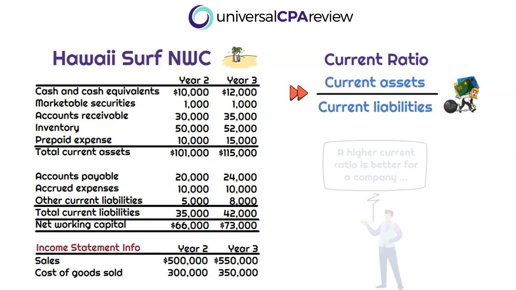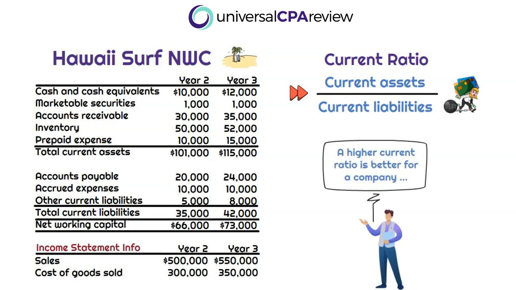And so if we're thinking about, do we want to have more assets than liabilities? The answer is yes. And so we want this ratio to be greater than 1. In fact, we want it to be as high as possible, because the higher the ratio, that means they have more assets relative to current liabilities.